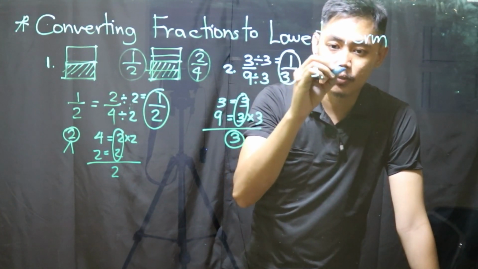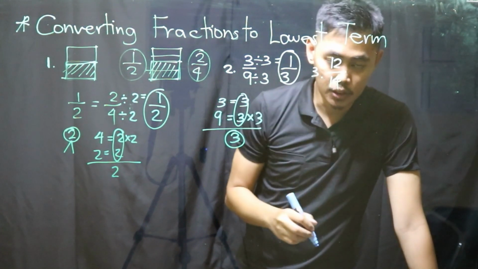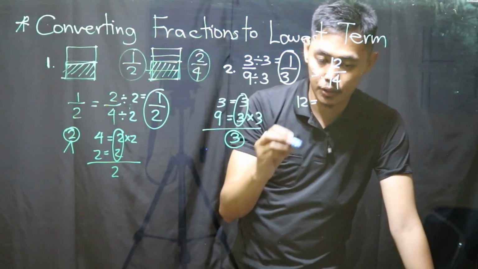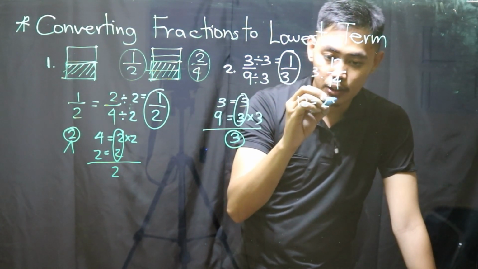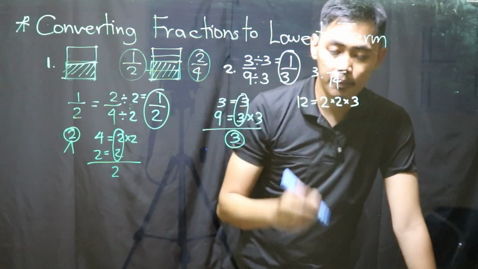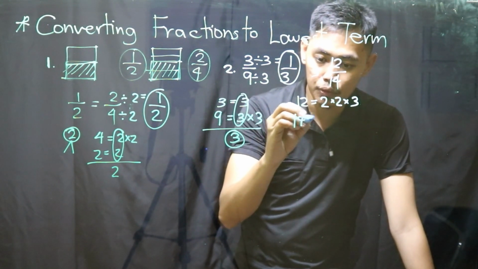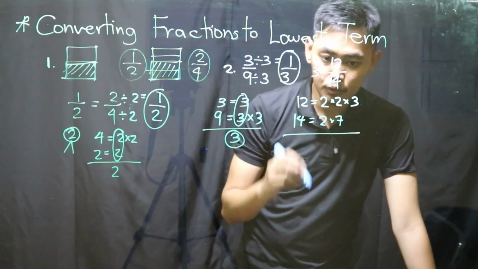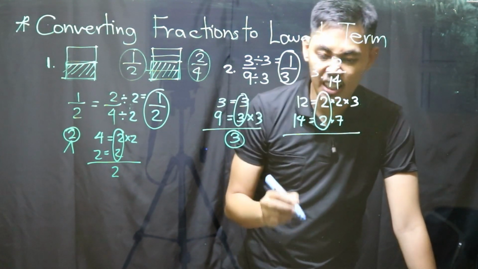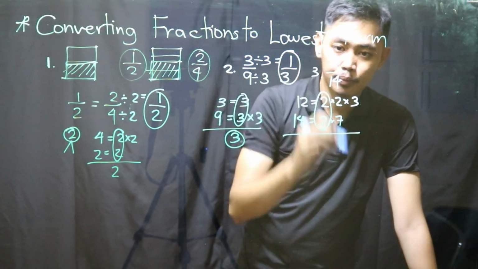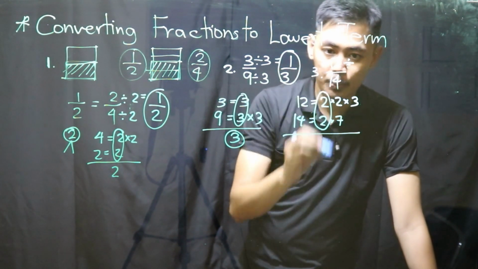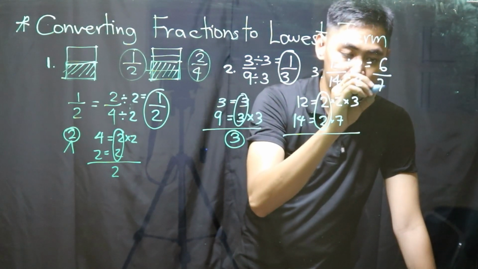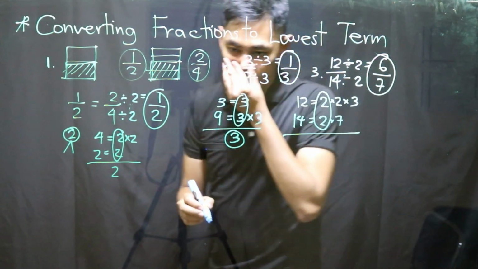How about 12/14? So the prime factorization of 12 would be 2 times 2 times 3. Okay? Prime factorization of 14 is 2 times 7. And then, I'll need to pair. So they both have 2. So therefore, you can divide the top part and the lower part by 2. The answer here is 6/7. And this is the lowest term of our fraction.